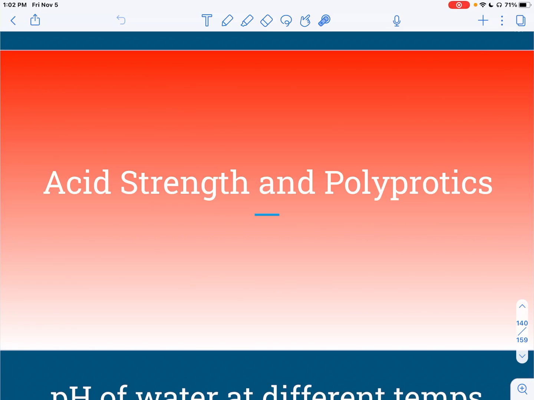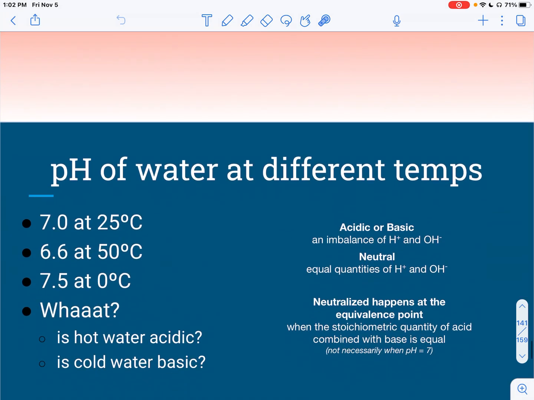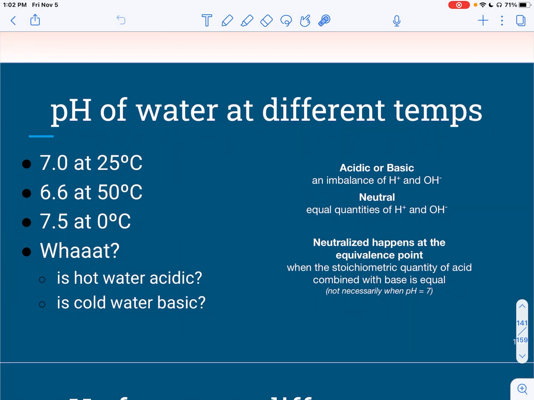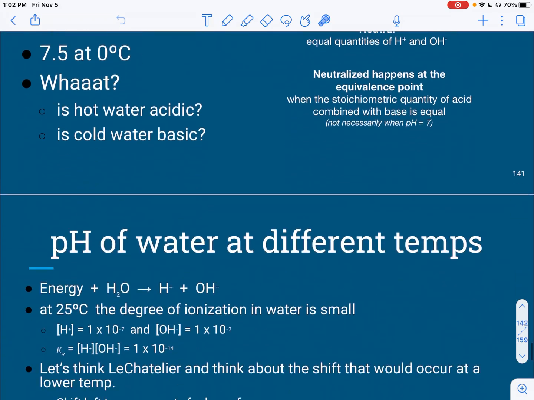This video is just going to tie up some loose ends with respect to acids and bases. So we're going to start by talking about the pH of water. You always think of the pH of water as 7, and that's because we usually talk about it at room temperature. If we raise the temperature, the pH goes down. If we lower the temperature, the pH goes up. So let's talk about why.